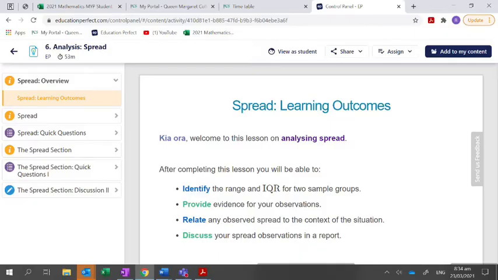So today we're going to talk about analyzing spread. First, we're going to learn how to identify the range and the IQR for two sample groups. And you've heard those phrases before. When you're talking about range, that's simply the maximum number minus what? The minimum number. Range just means how far spread out everything is. So you just subtract those two.